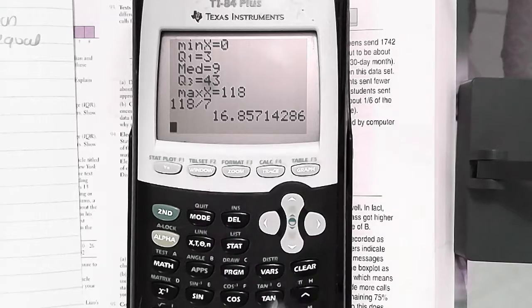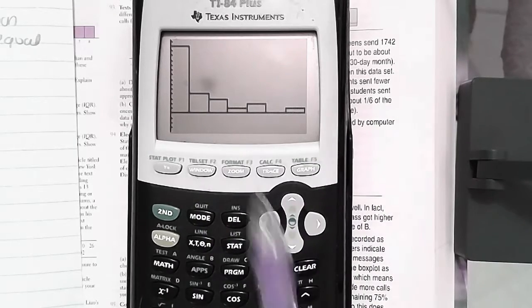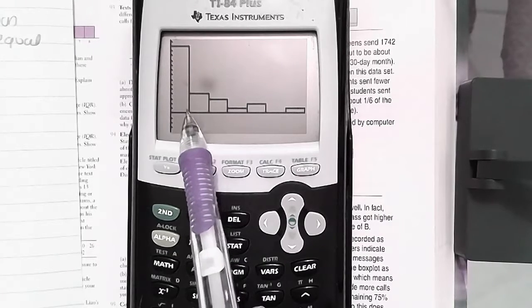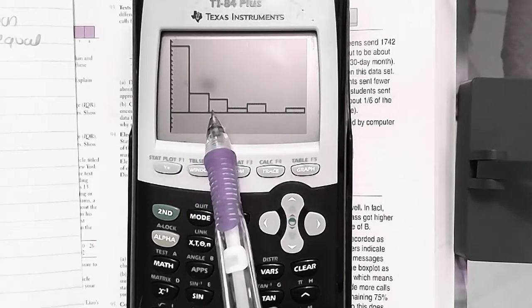So for my first interval, I'm going to go back to my graph. This is going to be from 0 to 17, right? This is going to be 17 to 34.